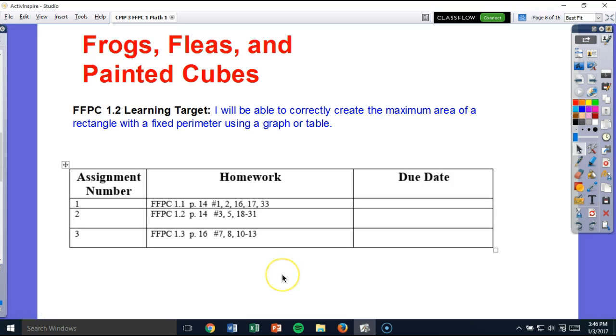Our learning target today is: I will be able to correctly create the maximum area of a rectangle with a fixed perimeter using a graph or table. Today's ACES questions are 3, 5, 18 through 31.